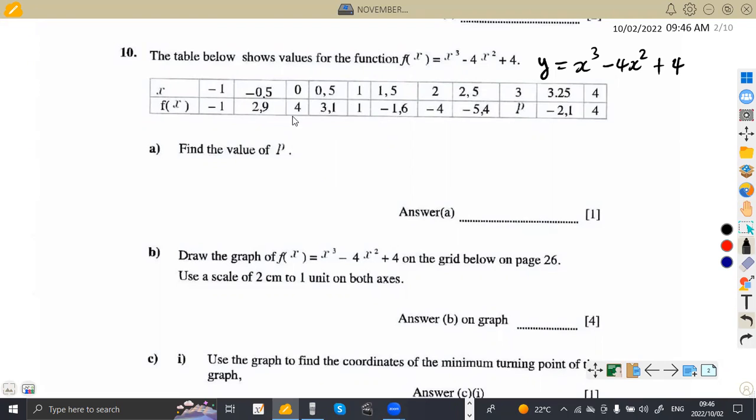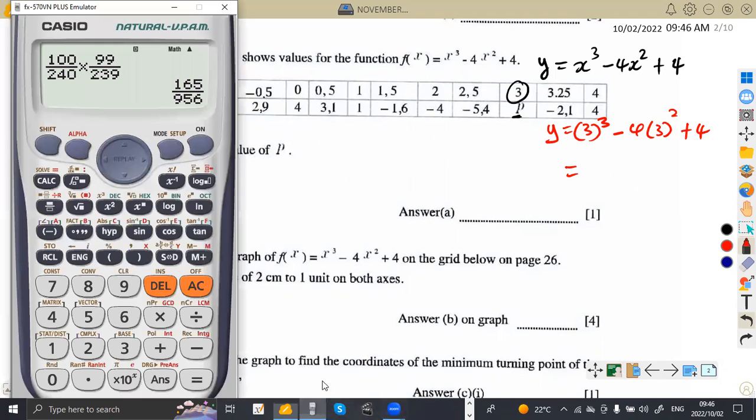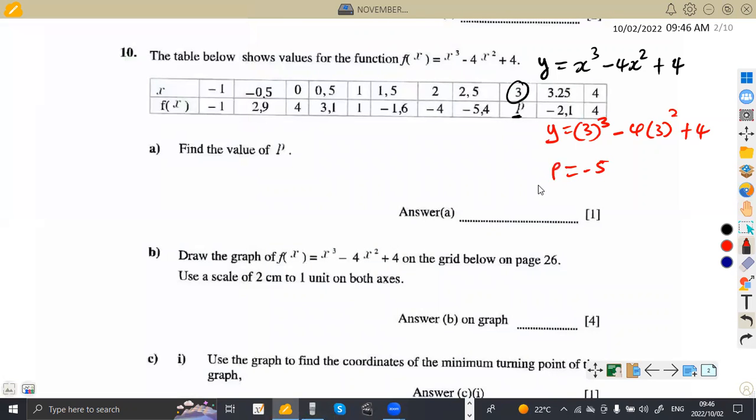Okay, anyways, the first part, find the value of p. So p is here, where x is 3. So guys, I told you that one is a simple substitution. y is equal to 3 to the power of 3 minus 4 times 3 to the power of 2 plus 4. All right, so on your calculator, all these values can be simplified. Whatever we get here, we add 4. And this will give us -5. So p is -5.